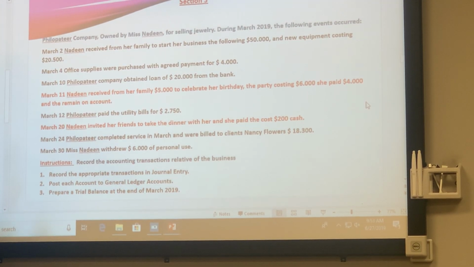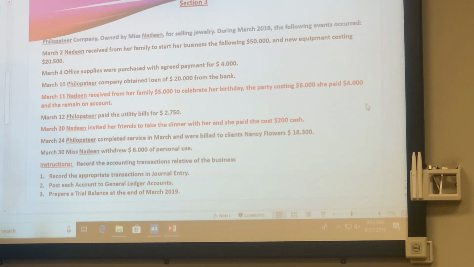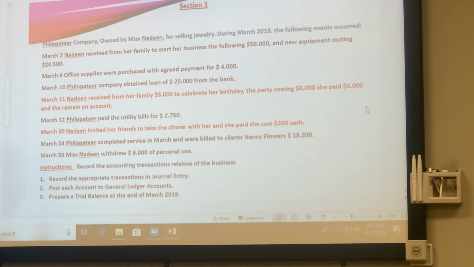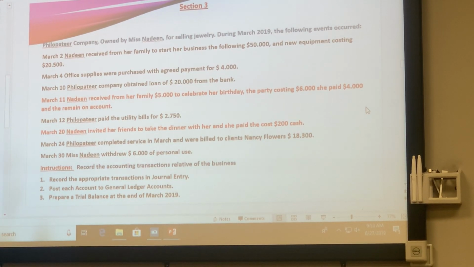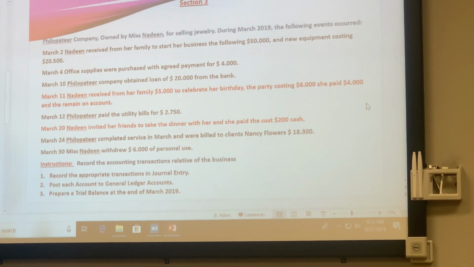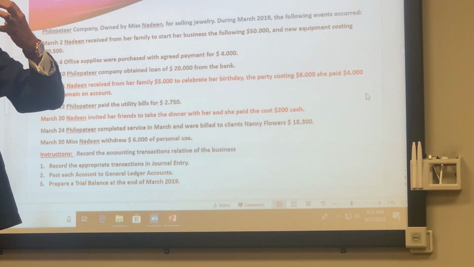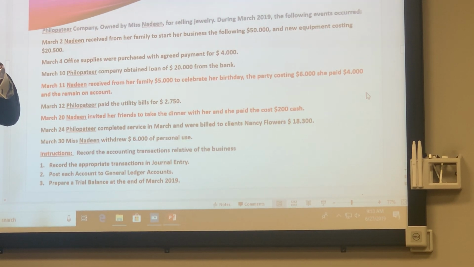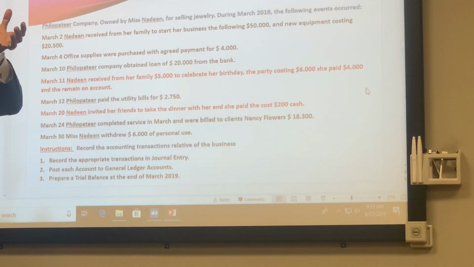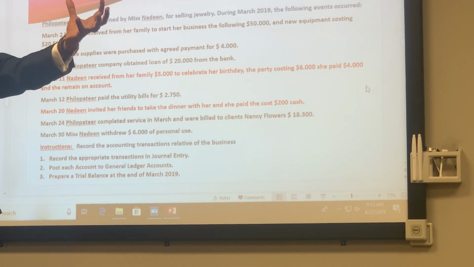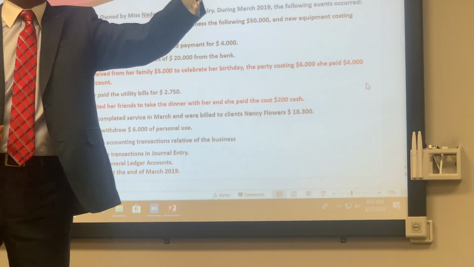This transaction affects 2 or 3 sides in the journal entries. Nadine, 3, yes, 3 sides. Okay, that's what I was confused about. I added 3 steps. Yeah, as in the last problem, the same. Nadine received from her family $50,000.